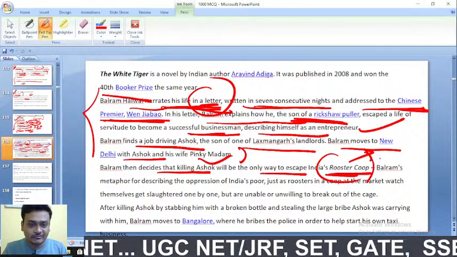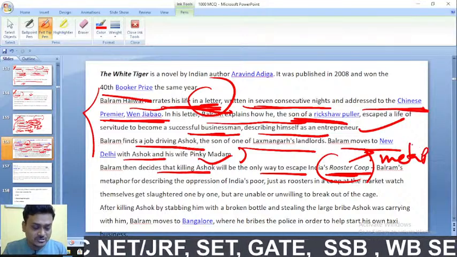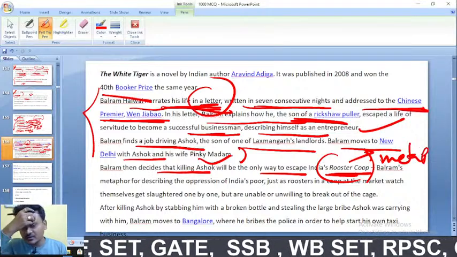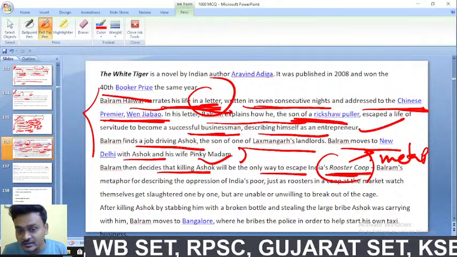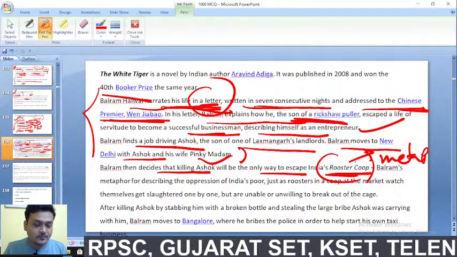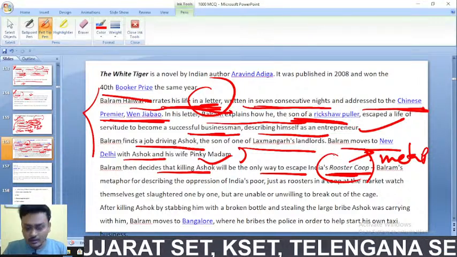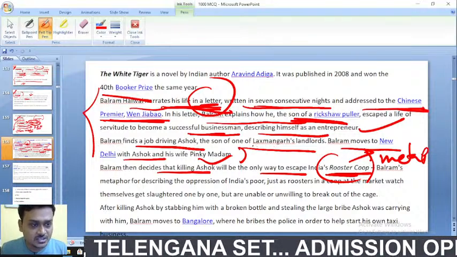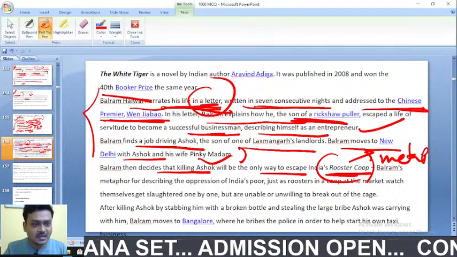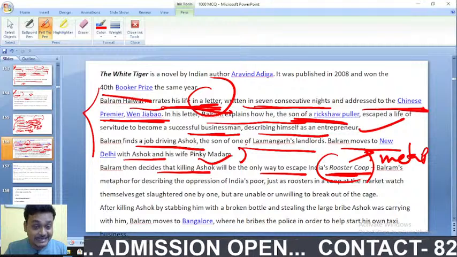So here this is the metaphor of the rooster coop. The metaphor of the rooster coop can be found in that novel The White Tiger. How these roosters were being slaughtered, killed. And this is the condition of the poor people. And from that bad condition he has emerged. He was able to succeed and he has now become a successful businessman. So he is narrating his story.